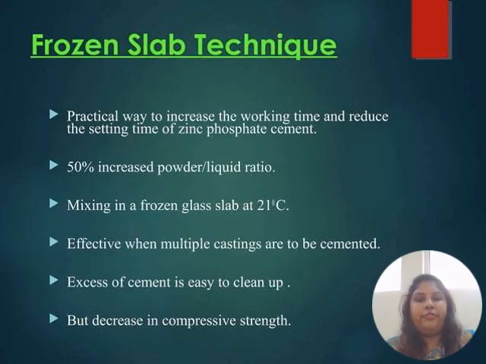Next we have the frozen slab technique. Here a 50% increased powder-liquid ratio is used and mixing is done on a frozen glass slab at 21 degrees Celsius. It is effective when multiple castings are to be cemented. The practical way to increase the working time and reduce the setting time of zinc phosphate is to freeze the glass slab. But the disadvantage is that it decreases the compressive strength.